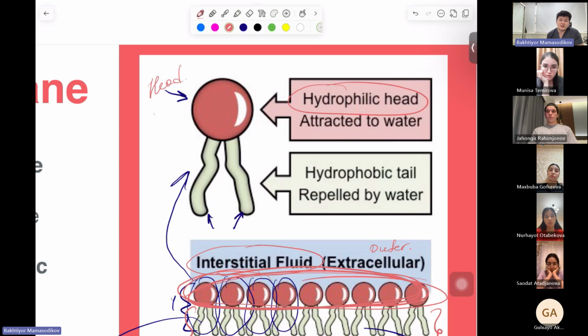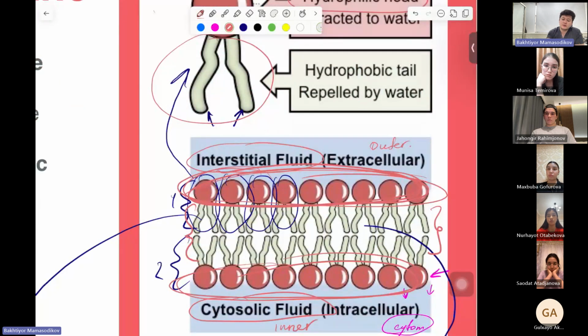It's already written. You can see my screen. And hydrophobic means hydro means water and phobic means hating, which is actually hating the water. That's why these tails are repelled by water. What does it mean? The water molecules cannot directly come into the cell because this is the lipid part. The hydrophobic part won't let the water molecules come inside or cross.